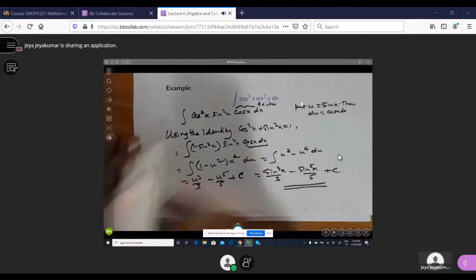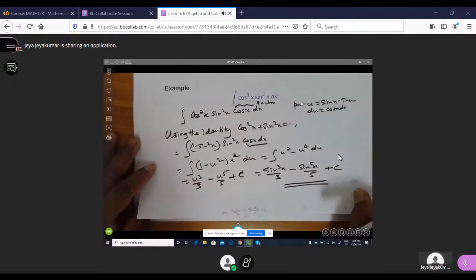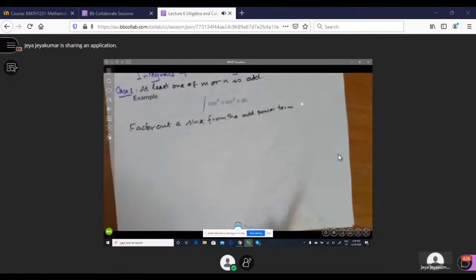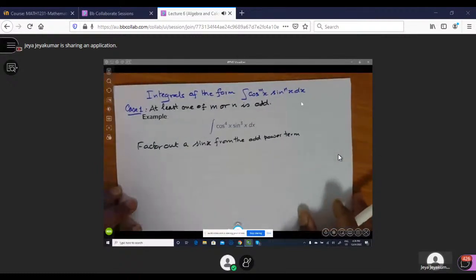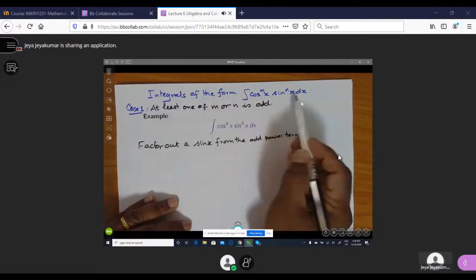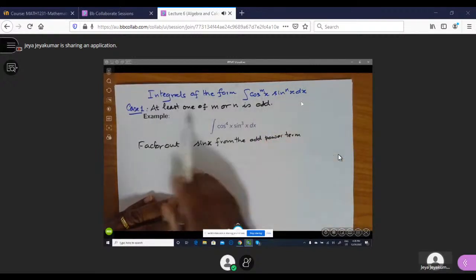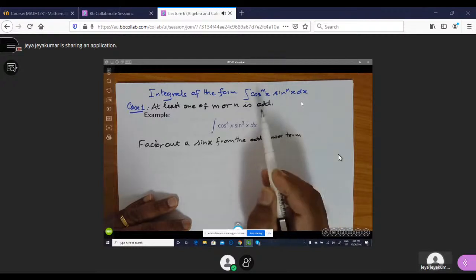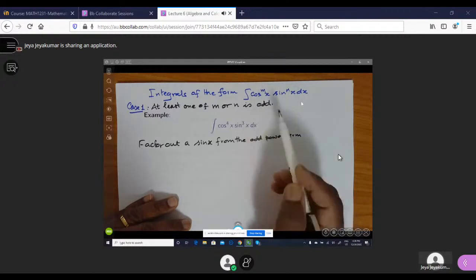We will look at the techniques later on as well. Yes, how to convert them into a double angle formula. Okay, so in general, you can integrate integrals of the form cosine mx sine nx. Now, if at least one of m or n is odd, we can apply this technique. You factor out one cosine or sine, depending on which one is odd, right?